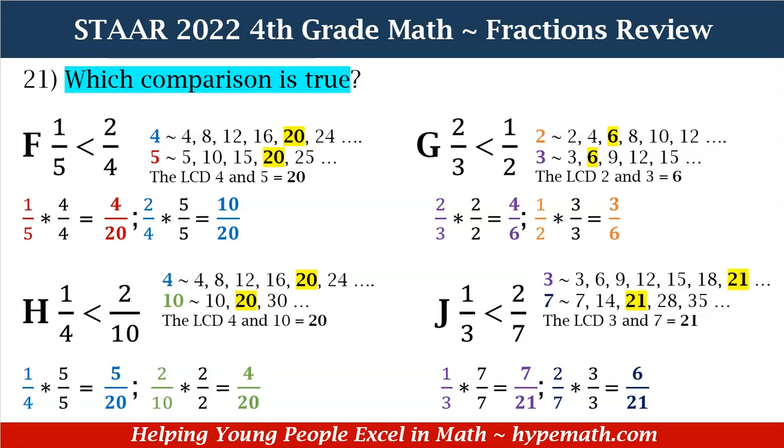So let's start with F. We have 1/5 is less than 2/4. So I need to find the LCD of 4 and 5, and you see that we have that listed.